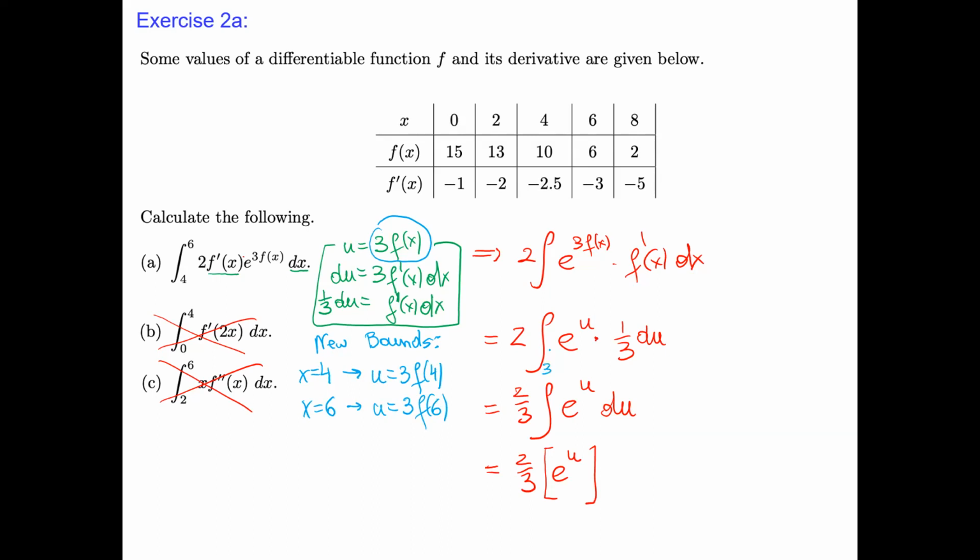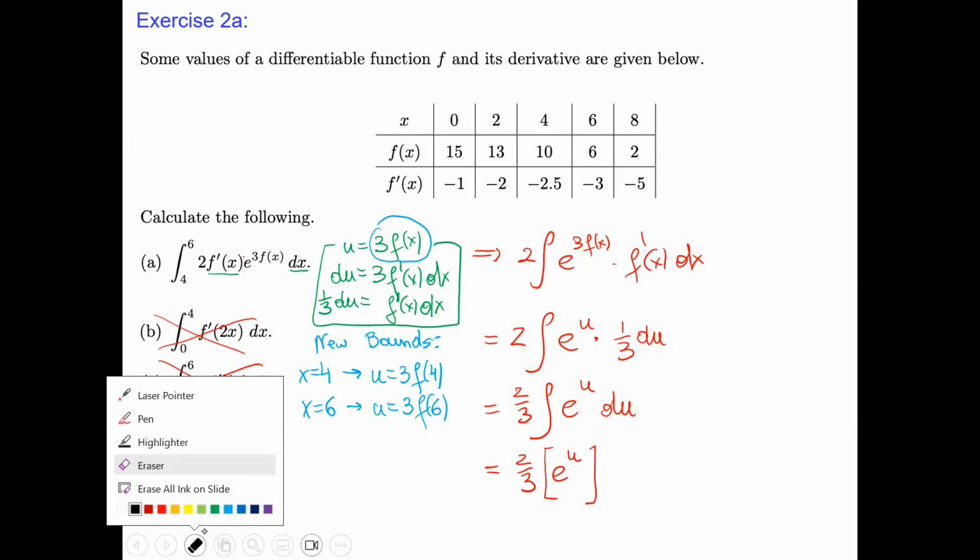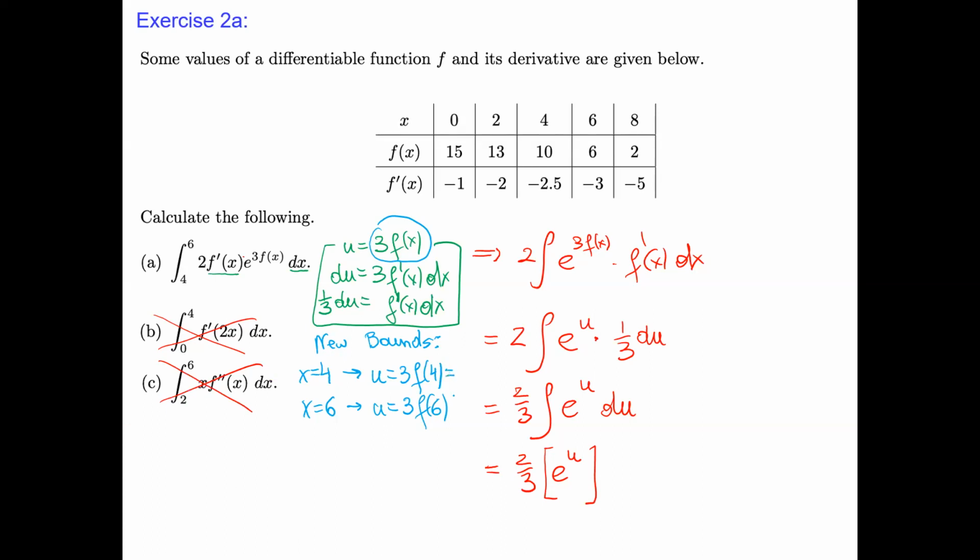That means wherever we have u, it will be 3 times f. Oh, we can get the values actually, because we have the values. F of 4, what is f of 4? F of 4 is 10. 10 times 3, 30. That means this will be 30. The first one, I can still put 4.